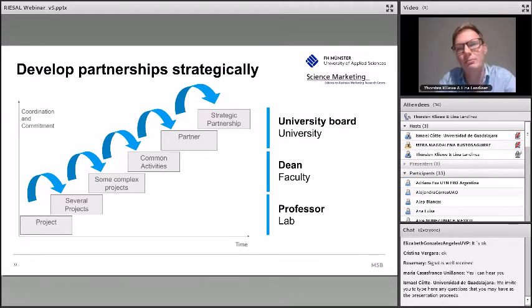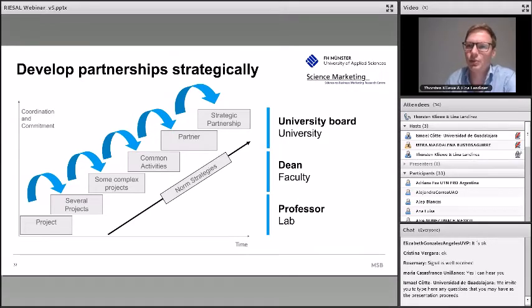So with the development of the relationship, also the organizations or the responsible people who are managing these partnerships change. At our university, for example, we know where all the 1,800 partners we have are on these different stages of the relationship. And then we apply strategies to move them from just engaging with us in one project to several projects, to more complex, common activities, partners, and even partnerships. Of course, not everyone should become a strategic partner, but we try to develop more trusting and more complex relationships on more different levels with the companies.